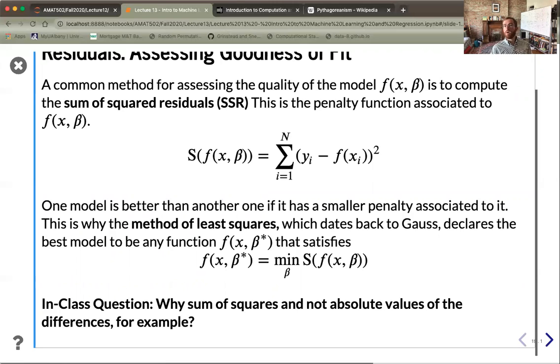So one possible answer is that if we were to use, let's say, absolute values instead of squares, that's going to be a hard quantity to deal with, especially back in the days of Gauss, where everything had to be computed by hand. Because as we're going to see now, the way we compute our best model is by using differentiation, and differentiating absolute values is quite complicated.